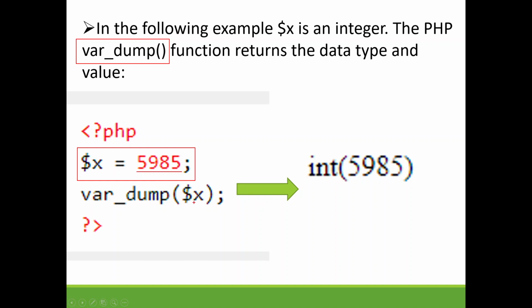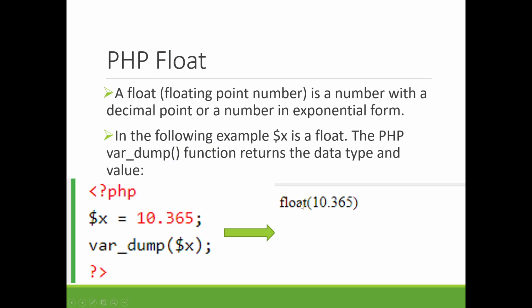So var_dump normally receives one argument, which is the name of your variable, $, then the name of your variable. It's going to print out the data type of that variable, and in brackets, the value that has been stored inside that variable. So indeed, we can confirm that this value is an integer. int is the short form for integer in PHP.